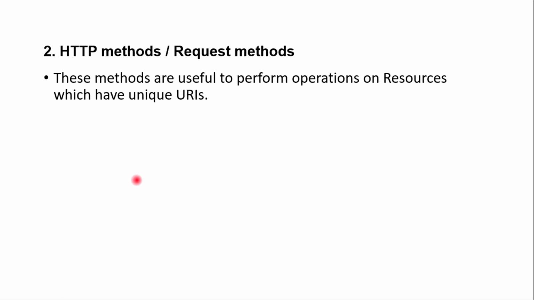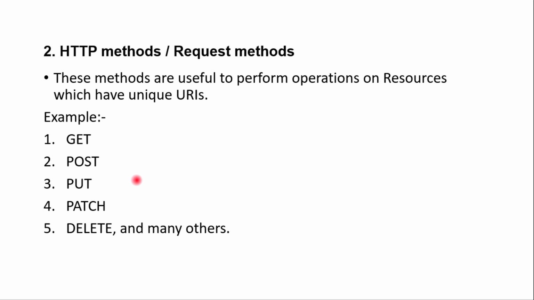The second one is HTTP method or a request method. These methods are useful to perform operations on resources which have unique URIs. Basically, we can perform insert, update, delete and select operations by using HTTP methods. Here are examples of HTTP methods: get, post, put, patch, delete and many others.